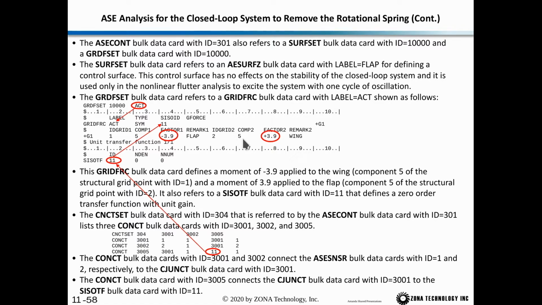This is referred to by the CISOTF card down here that defines a zero-order transfer function with unit gain. So our actuator here is just 1. The CNCTSET card is referred to by the ASE controller that lists out the three fixed connection bulk data cards as shown here. The fixed connection cards connect the two ASE sensor cards to the C-junct and then the C-junct back to the actuator, which is the CISOTF, which is the actuator for the grid force card.